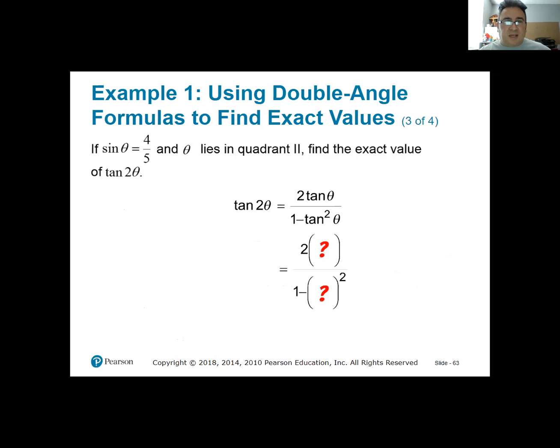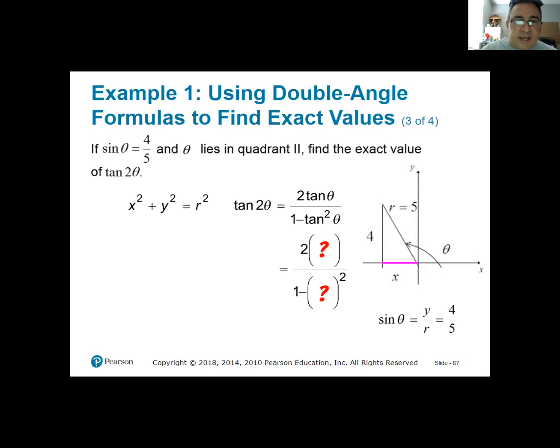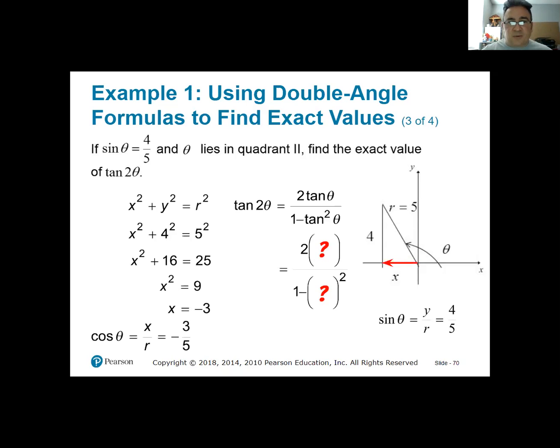We start off with sine, right? We start off with sine, we drew our triangle, and then we have to use what we know. We know that sine is y over r, which is 4 over 5. Then we still have to figure out cosine, right? Because in order to get tangent, tangent is always sine over cosine, right? So we have to do this part. We figure out what x is, and we get that x is negative 3. So now we've got cosine. We've got sine over cosine. So what is tangent? Tangent is going to be what?